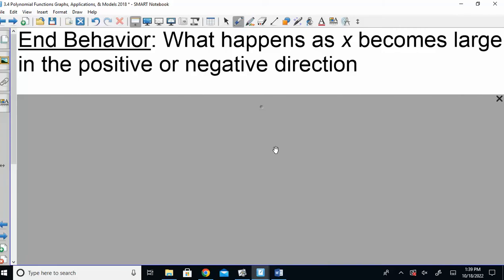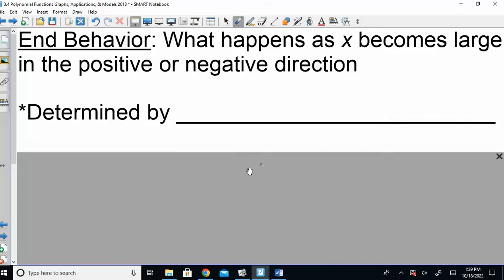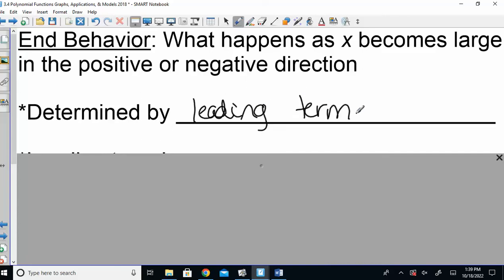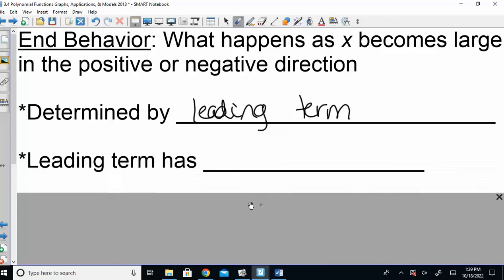And I don't really think it's necessary to be quite that precise, so we're just going to draw arrows. You're just going to draw arrows going up or down and tell me which direction it's going. So it is solely determined by the leading term in a polynomial. That is the term with the highest exponent.